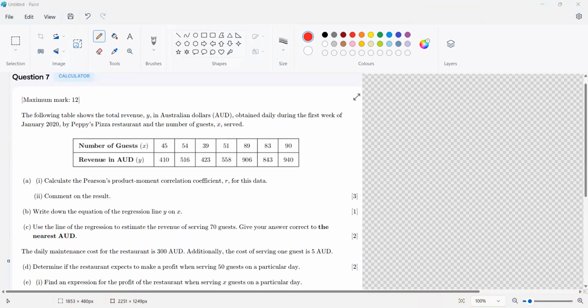The R value that I'm getting on the GDC is 0.99057, a lot of digits. So I'll write approximately three significant figures, 0.991.